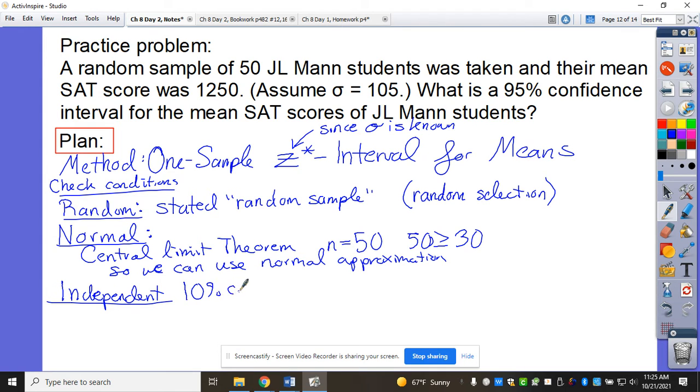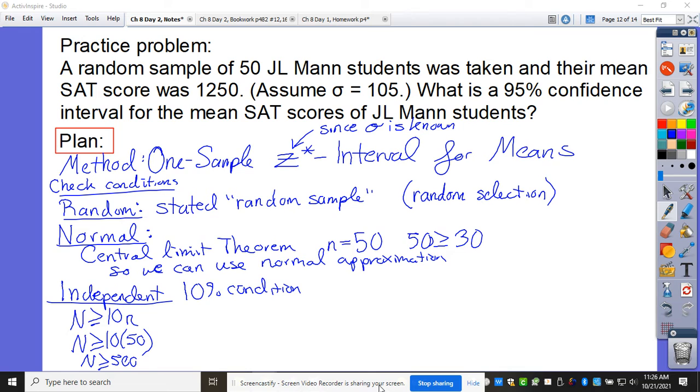10%. What is the 10% condition? What is my lowercase n? 50. The capital N has to be greater than or equal to 500. And so now I write there are at least 500 what?